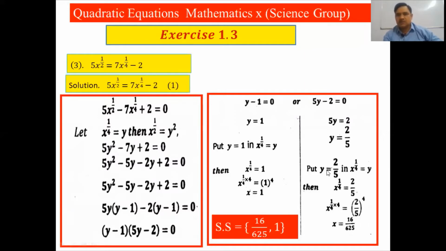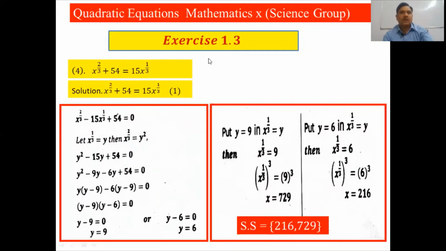Now we replace y is equal to 2 by 5 in x raised to power 1 by 4 is equal to y. We just have to replace y with 2 by 5, so x raised to power 1 by 4 is equal to 2 by 5. Now we have to take power 4 on both sides. So when we take the power 4 on both sides, this 4 cancels out with this one. 2 raised to power 4 is 16, and 5 raised to power 4 is 625. So the solution set is 16 by 625 comma 1.